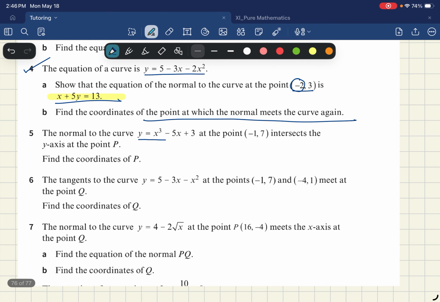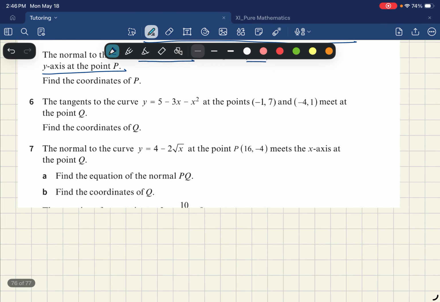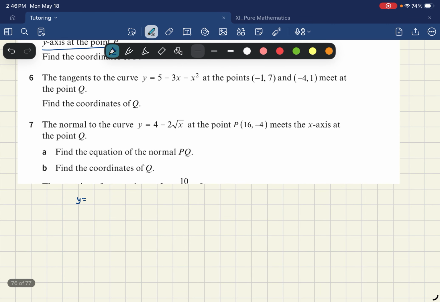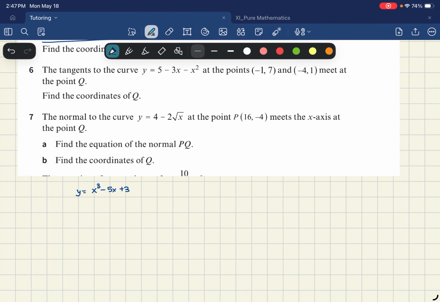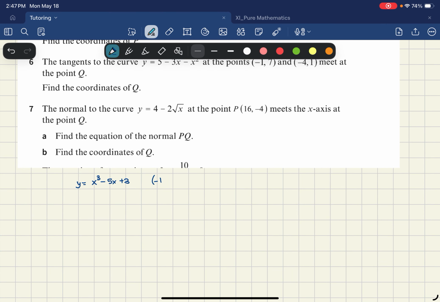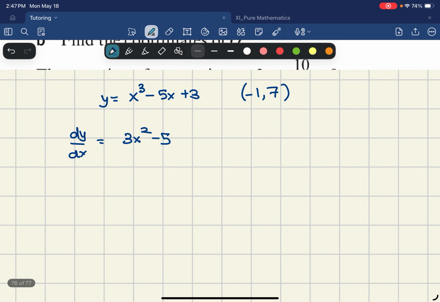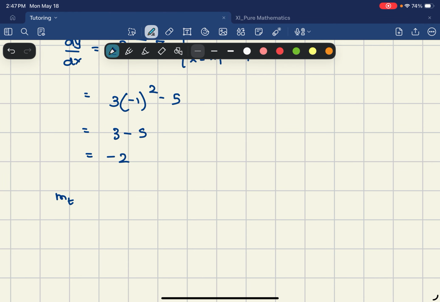The normal to the curve at this point intersects the y-axis at point P. So very simple, right? You write your equation, y equals x cubed minus 5x plus 3, at the point minus 1 comma 7. So you find dy by dx, and that is going to give you 3x squared minus 5. And then you substitute x is equal to x1, which is equal to negative 1. So 3 times negative 1 squared minus 5 is just 3 minus 5, and that is minus 2. So that is mt is equal to negative 2.